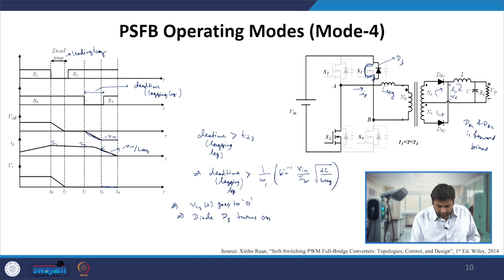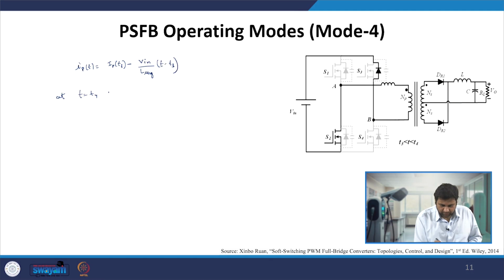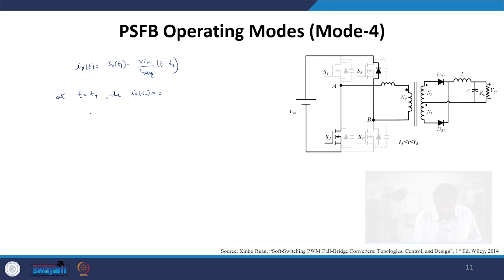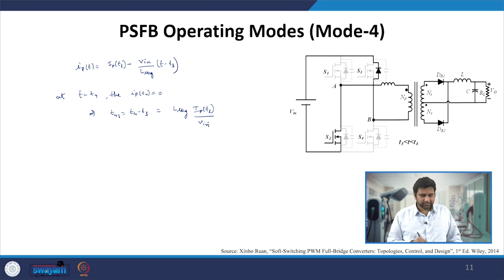So what is happening is that at t equal to T4, at this particular point, IP of T4 is actually equal to 0. That is when we can say that T43, which is T4 minus T3, is nothing but equal to L leakage times IP of T3 by Vin, I can write.